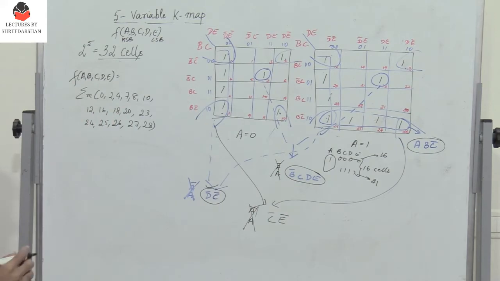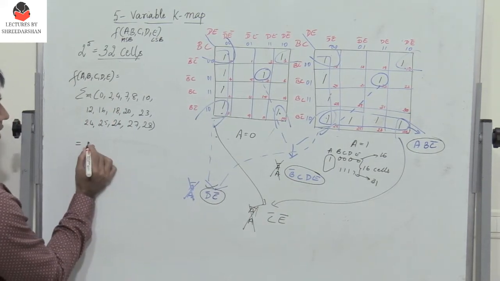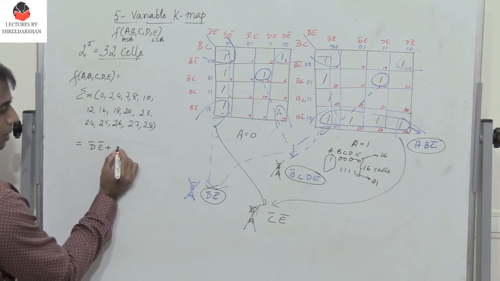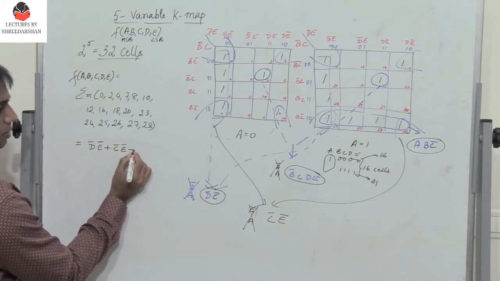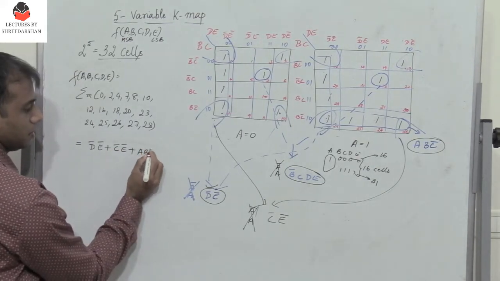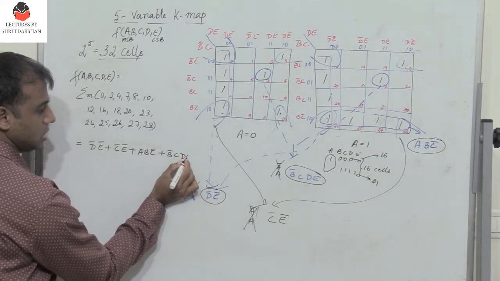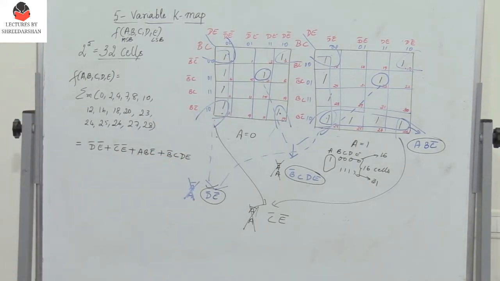So what is the final expression? The final expression is D bar, E bar, plus C bar, E bar, plus the other one, A, B, C bar, and then plus B bar, C, D, E. So this is the expression we get: A B C bar plus B bar C D E plus C bar E bar plus D bar E bar.